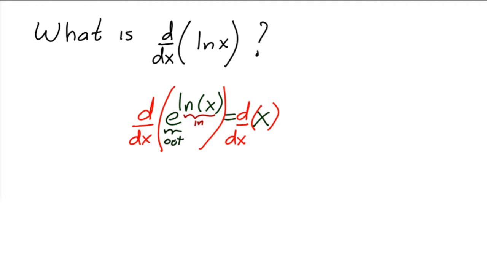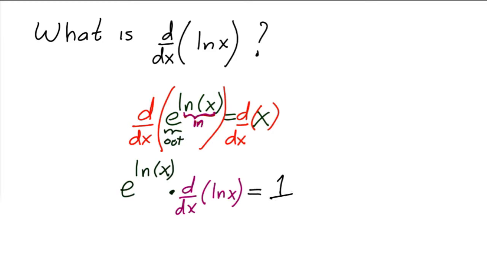So I get the derivative of the outside. The derivative of e raised to a power is just itself, so e to the natural log of x, times the derivative of the inside. But I don't know the derivative of natural log of x. So I'm just going to write it as the derivative of natural log of x, symbolizing that I have to get the derivative of it from the chain rule, but I don't actually know what it is. And then this is going to equal the derivative of x, which is simply the number 1.